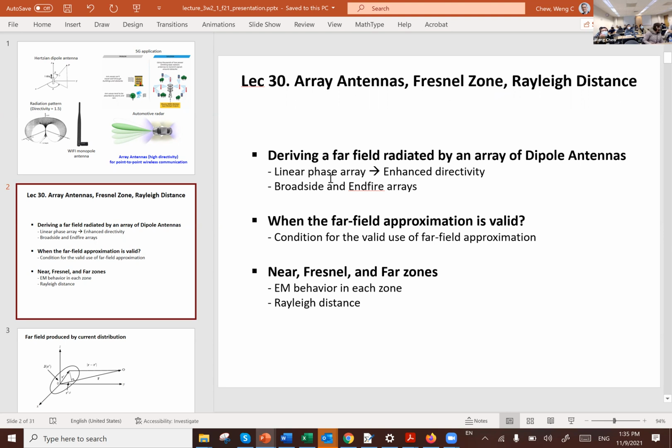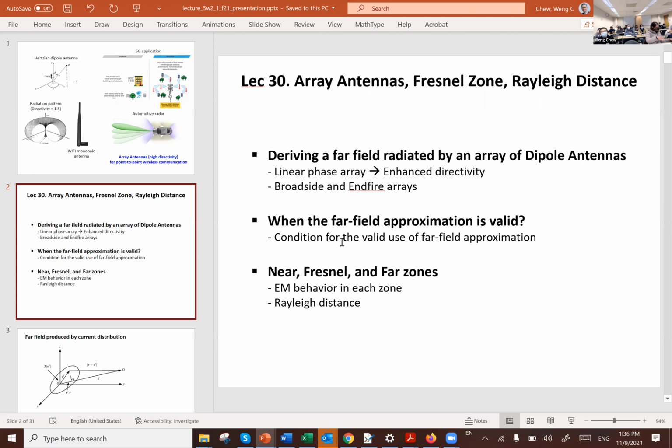I think this term comes from the sailors. When they put all the cannons on the broadside of the ship, they fire in the broadside direction, and when they put the cannons firing in the forward direction of the ship, it's called the end fire direction, or maybe in the rear direction of the ship. So antenna terminology also adopted these two terms.